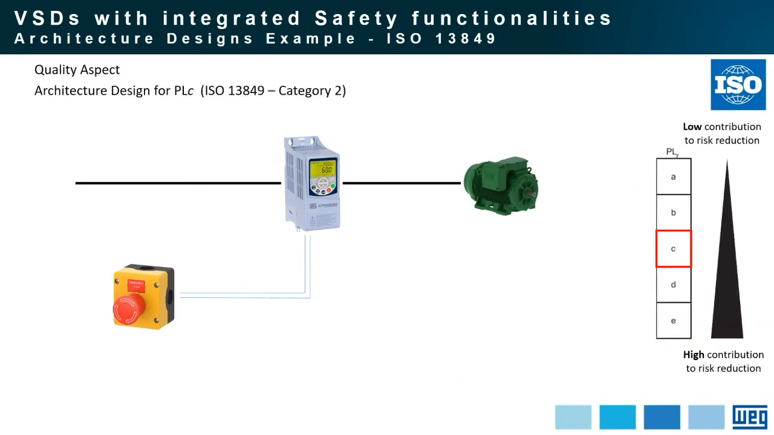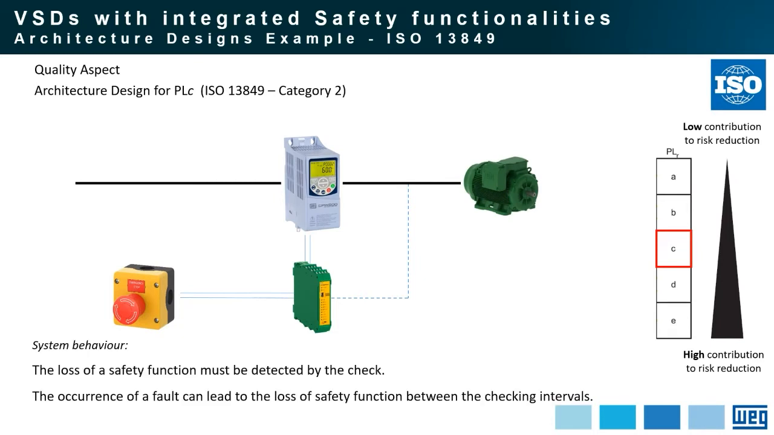Talking about performance level C, we will see that additional components must be installed to protect the machine and the operator. And here we will see an external device, in this case, an external safety device. According to the system behavior, the loss of a safety function must be detected by the check.